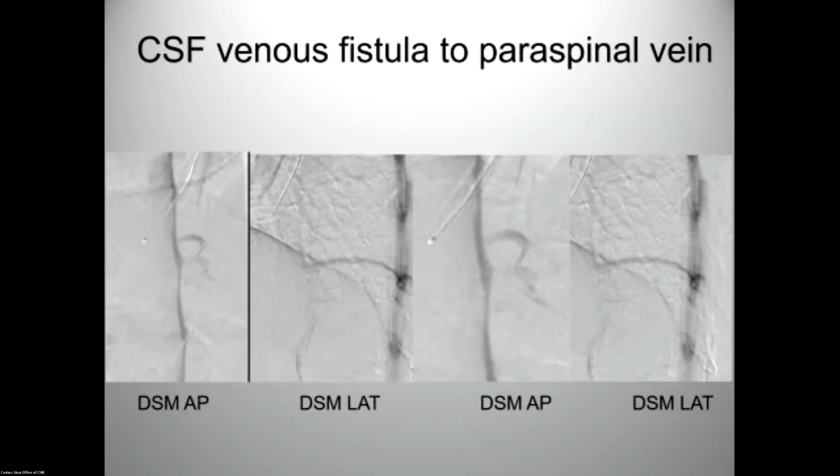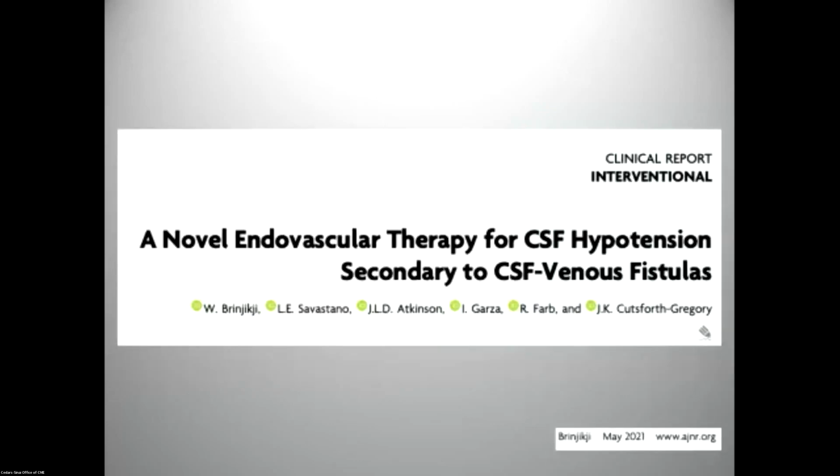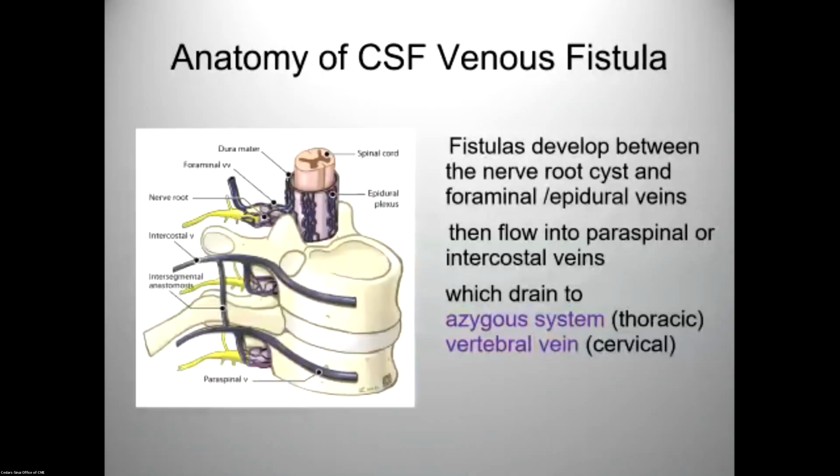Unfortunately, I was not the one who made the leap to the next step, and it was credit to Waleed Brinjikji from Mayo, who came up with this novel thought of, why don't we go up the venous system and try to get it from the vascular side and block the fistula. And that's what he did. A little bit of the anatomy.